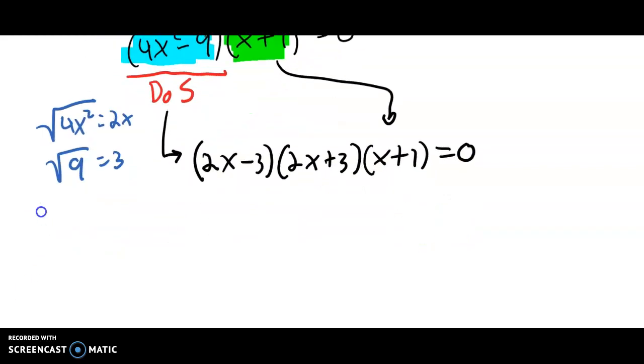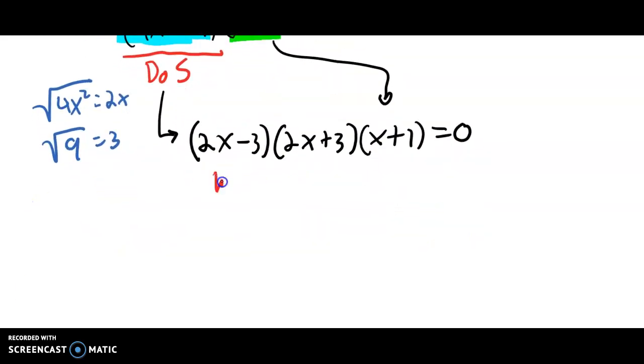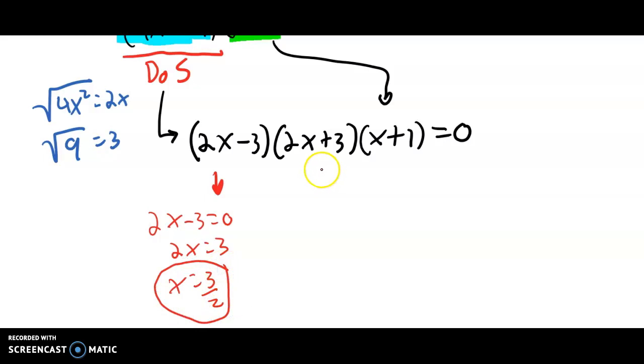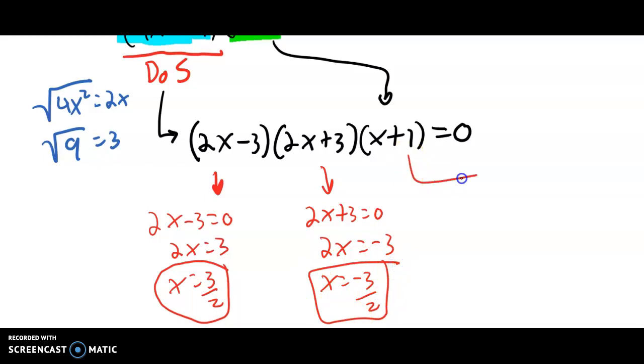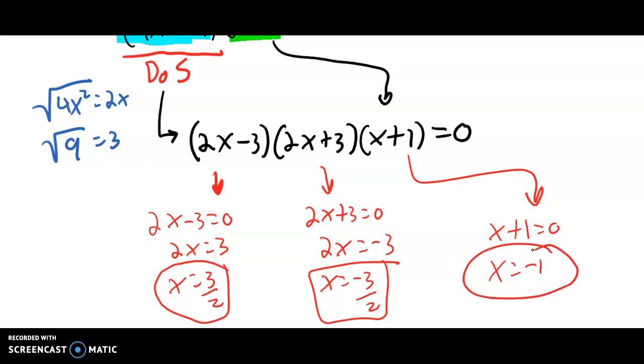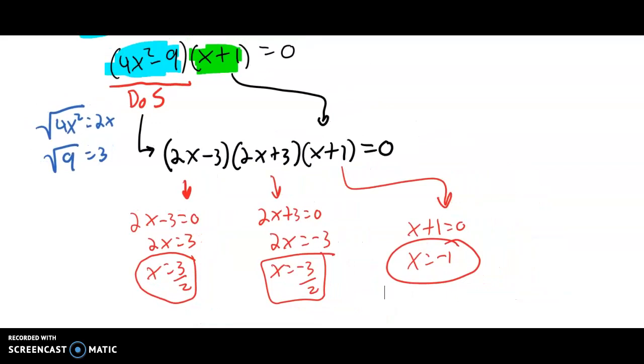All right, and our instructions were to solve. So let's go ahead and solve these guys. I've got 2x minus 3 equals 0, add the 3, divide the 2. My first answer is 3 halves. Now I've got 2x plus 3 equals 0. Subtract the 3, it's negative, divide the 2, negative 3 halves. My last one here, I've got x plus 1 equals 0. Subtract the 1, and I've got negative 1. So always look for those opportunities to further factor by difference of squares in this kind of problem.